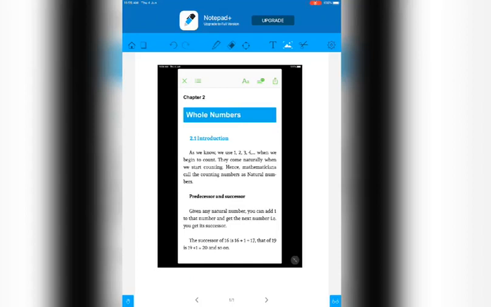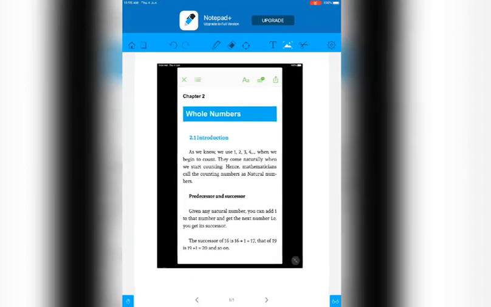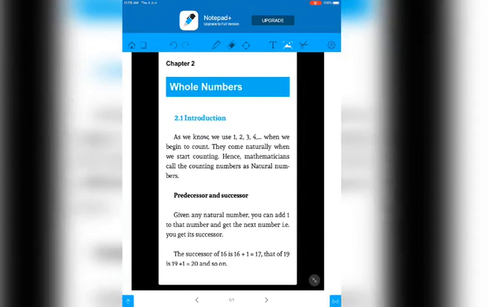Let's start our topic, the whole numbers. Chapter 2, introduction. As we know, we use 1, 2, 3, 4, and so on when we begin to count. They come naturally when we start counting, hence mathematicians call the counting numbers natural numbers. So the first thing is, what are natural numbers?